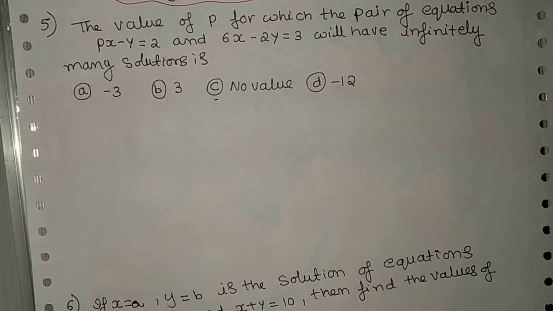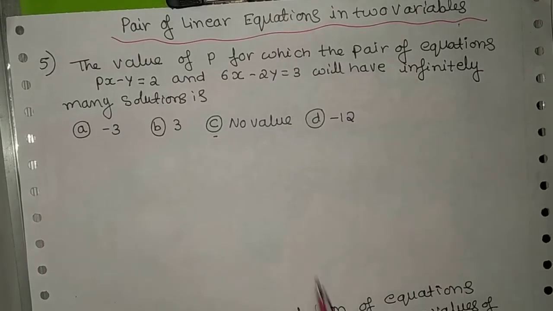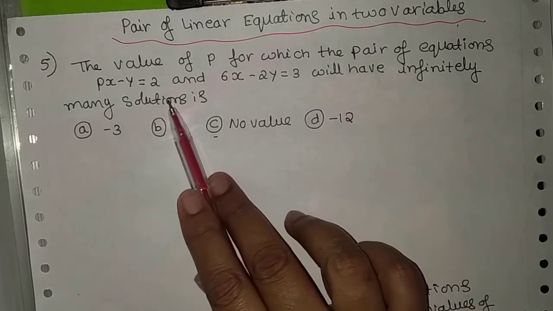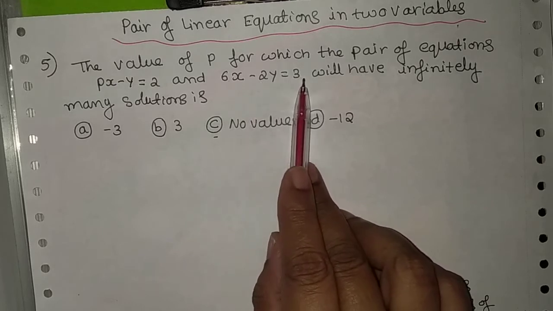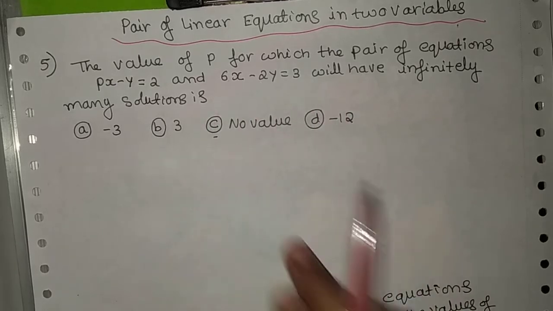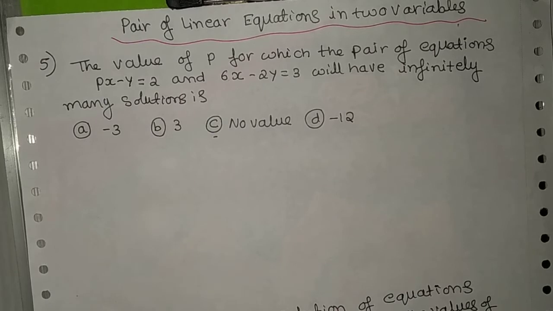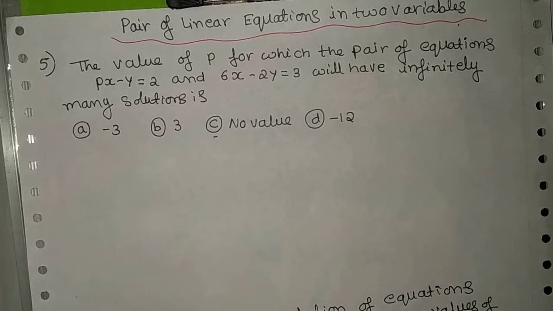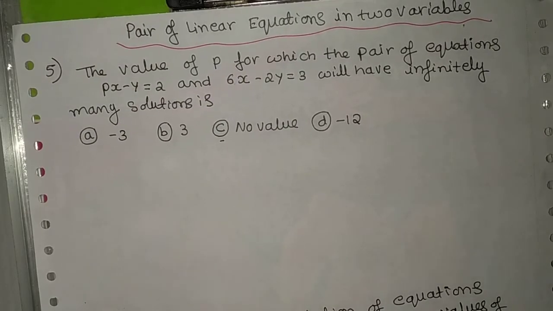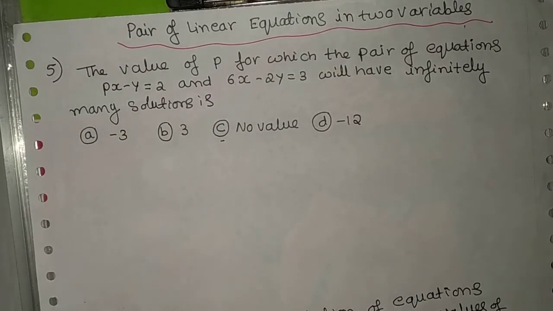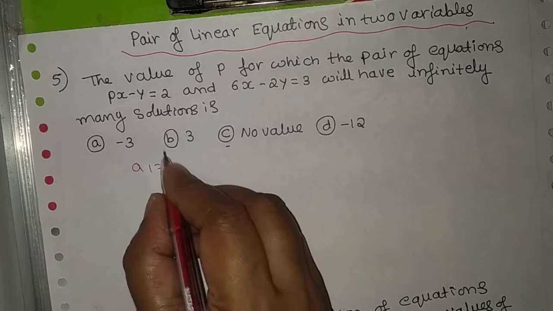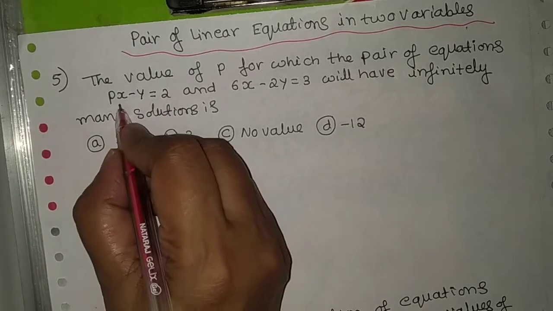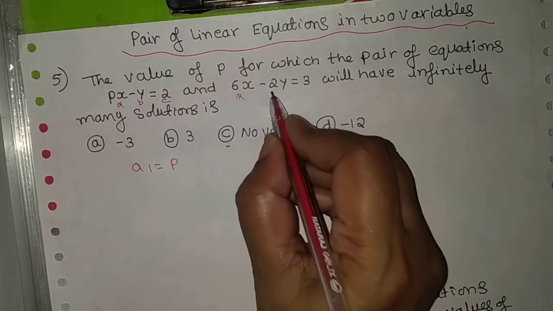The value of p for which the pair of equations px minus y is equal to 2 and 6x minus 2y is equal to 3 will have infinitely many solutions. So what happens here? We'll see what is the solution. First step here is the same thing. We have to write a1 is equal to how much? Take the equation, this is a, b, c. This is a, b, c.